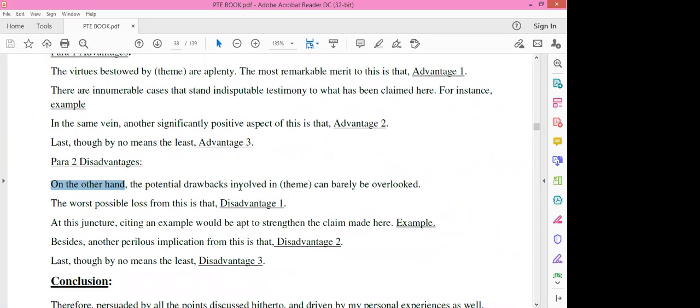On the other hand, the potential drawbacks involved in settling down in unknown territories, residing, dwelling, getting an accommodation in unknown territories can barely be overlooked. Seeking accommodation in unknown territories, earning a livelihood, earning bread and butter in unknown territories can barely be overlooked. The worst possible loss from this is that. So if you find that this is not possible, you can write the entire theme, but definitely use other alternatives.